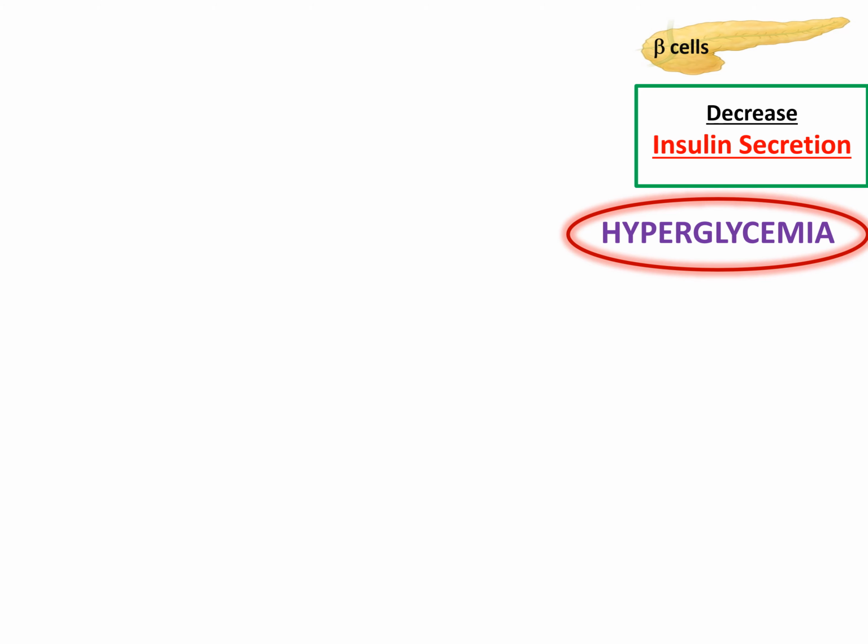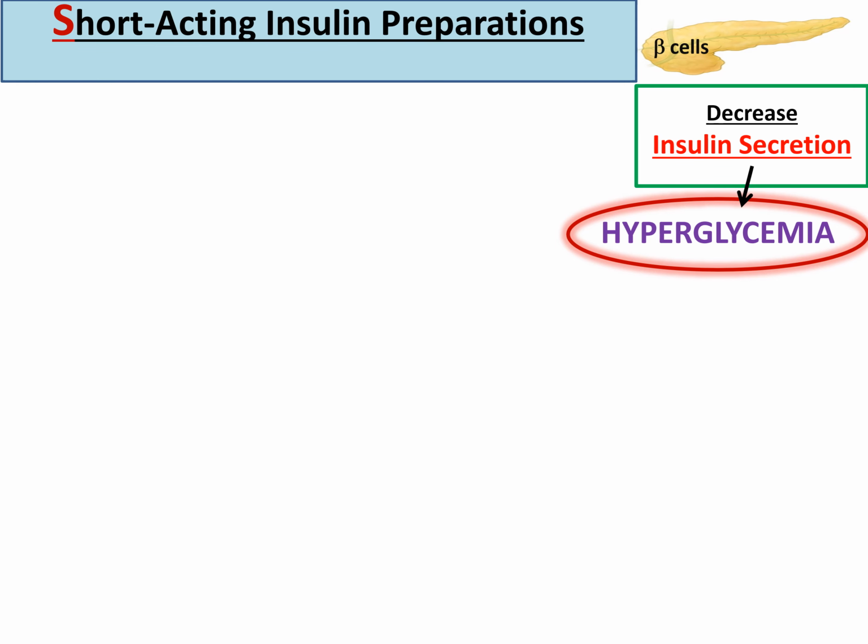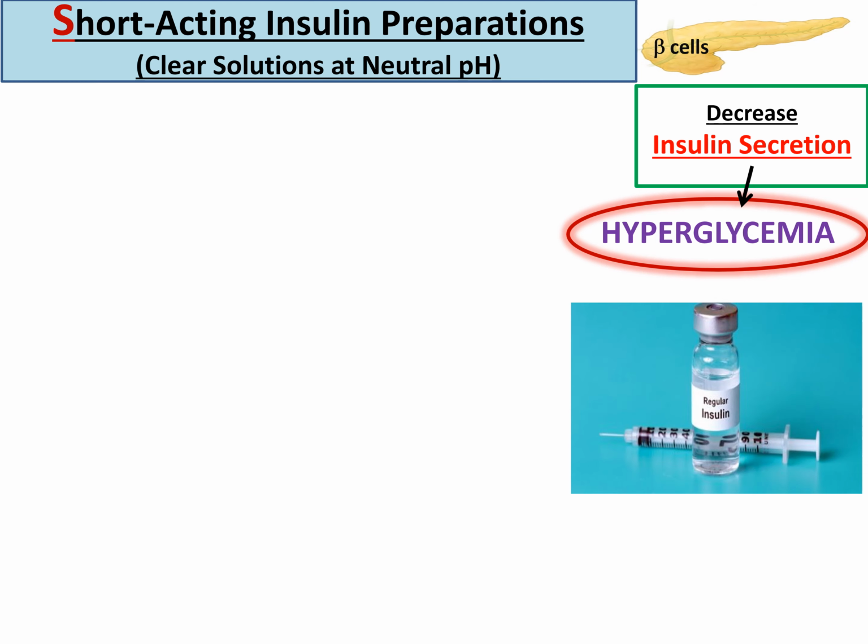So in the management of hyperglycemia or diabetes, we are going to use the first group of drugs, which is insulin. So here I am going to talk about the insulin preparations. According to their duration of action, we have different types. We're starting with the short acting insulin preparations. Usually, if you look at them, you will find that they are clear solutions at neutral pH.